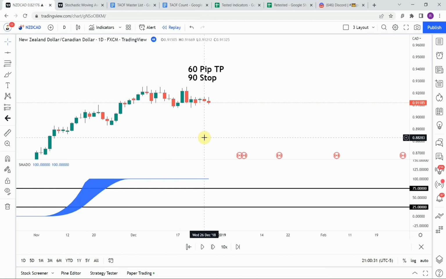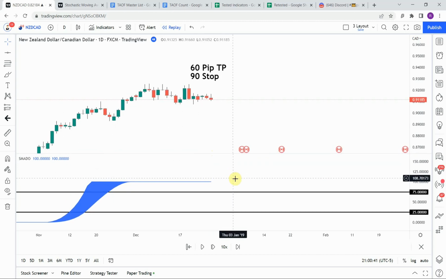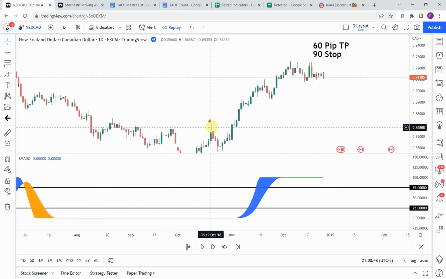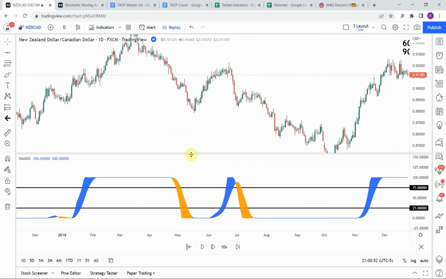All right, so today's indicator is the Stochastic Moving Average Delta Oscillator. You can see it here on the bottom of the screen. I did make one minor change to this, and I added these two lines right here. The reason why I did that is, if we scroll back here, we can see the indicator a little bit better.